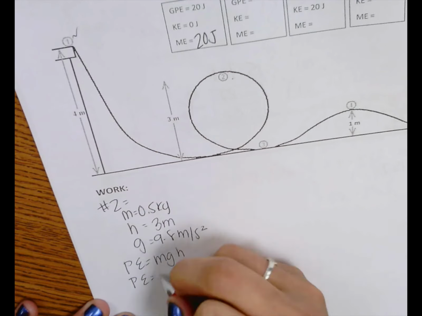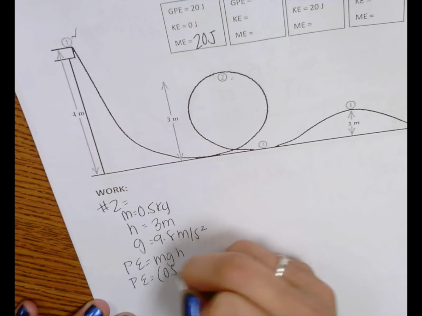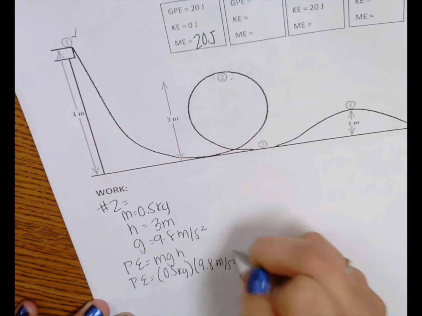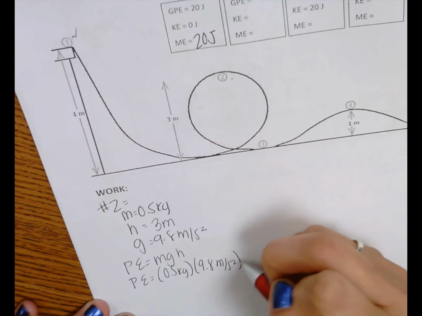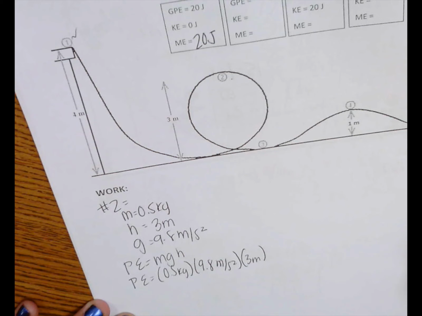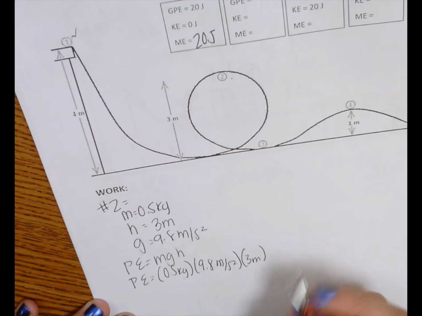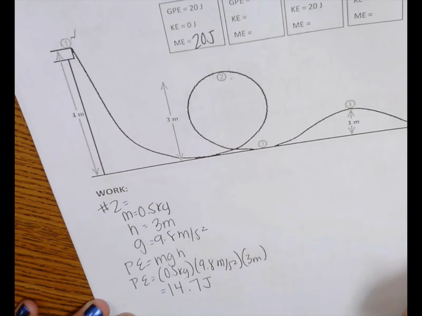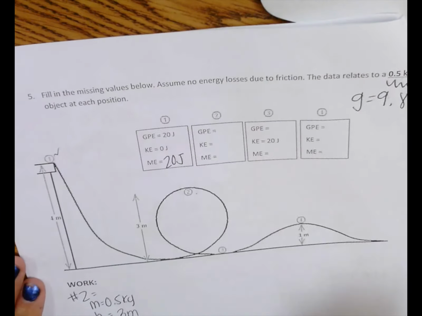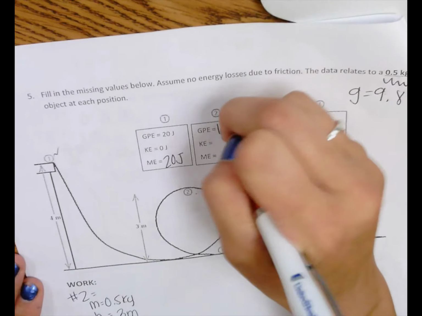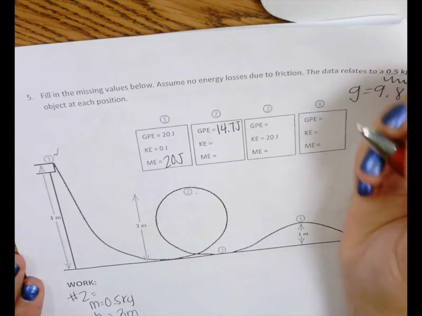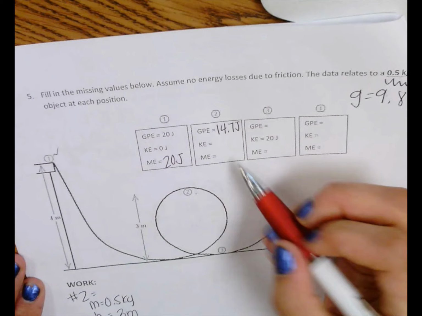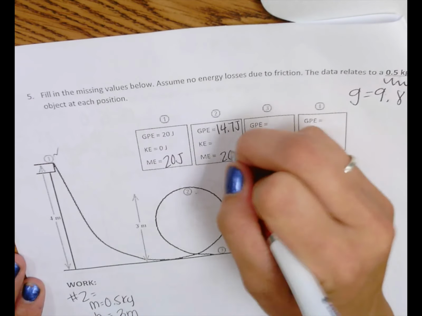So, in order to solve this, we would do the mass, which is 0.5 kilograms, times gravity, which is 9.8 meters per second squared, times the height, which is 3 meters. When you type this into your calculator, you will get 14.7 joules of potential energy. So what you can do here is you can put 14.7 joules. Now, we already know this is the exact same system. It's the exact same roller coaster. The mechanical energy is going to be 20 joules.